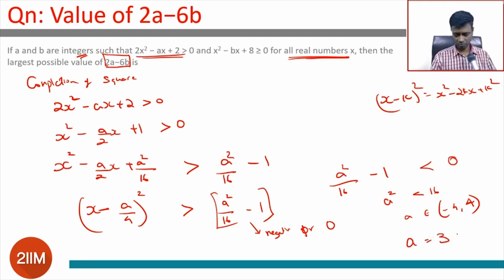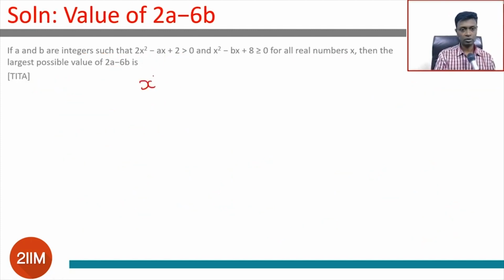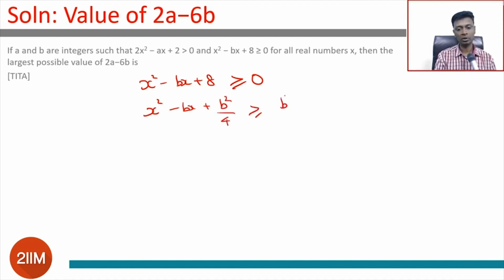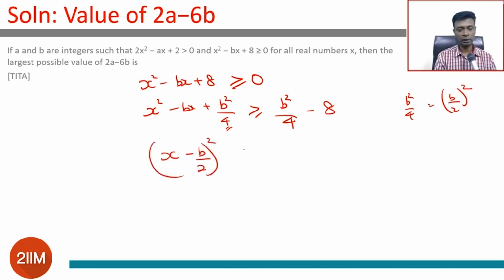So I'll jump in and do the same thing for b. X squared minus bx plus 8 is greater than or equal to 0. Wonderful. There's a greater than or equal to here. This is x squared minus bx plus b squared by 4 greater than or equal to b squared by 4 minus 8. Why are we adding b squared by 4? b squared by 4 is b by 2 whole squared. 2 times b by 2 is b. So this becomes x minus b by 2 whole squared is greater than or equal to b squared by 4 minus 32 by 4.